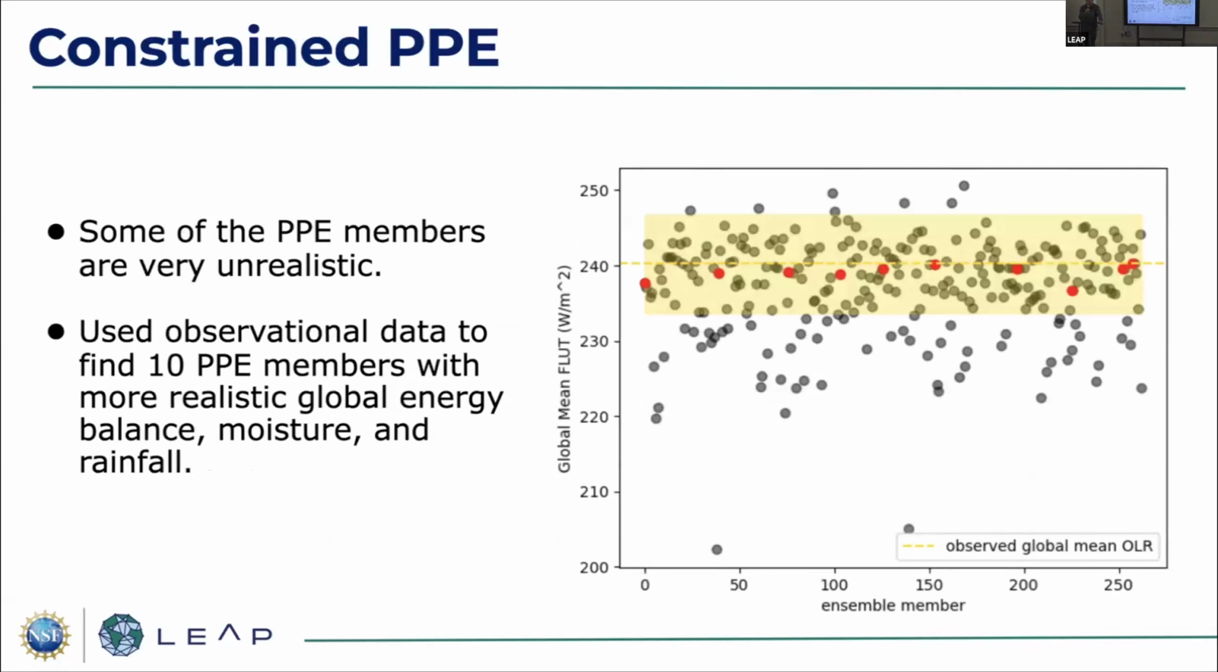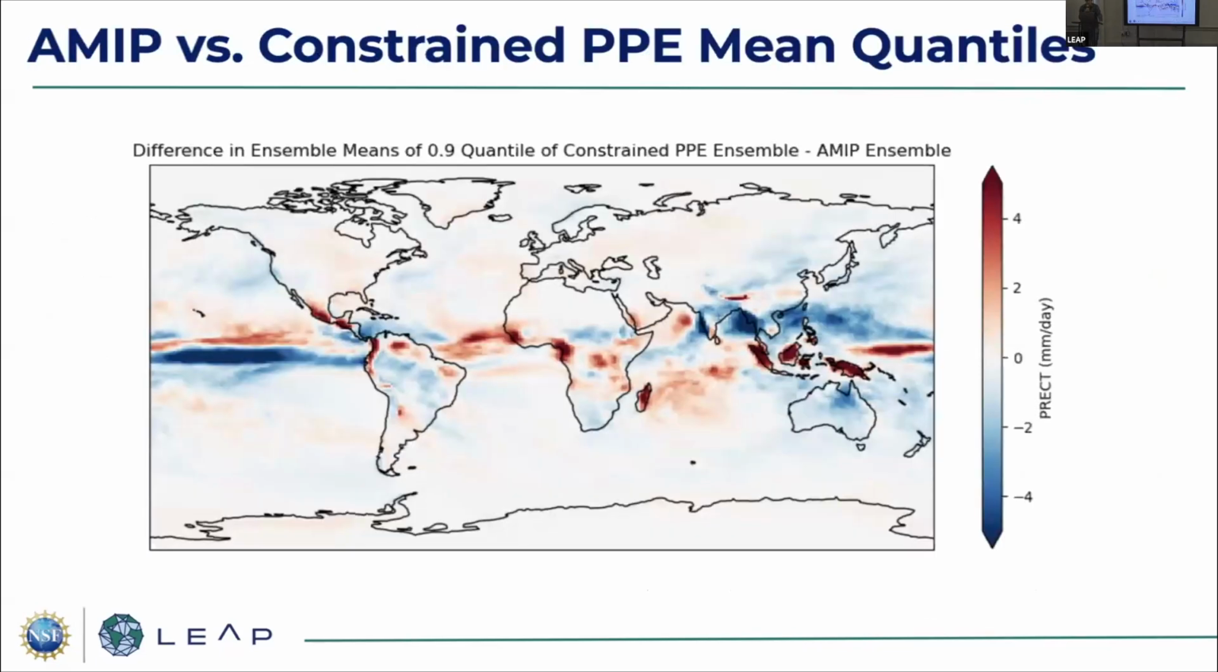Before we could do that, though, we had to first take a subsample of that PPE, because some of the PPE members are wildly unrealistic. They have really large outlier values. The climates they simulate just aren't realistic. So it would skew the comparison if we included them in our work. So we used observational data to find a 10-member subset of the PPE that had more realistic global climate outputs. And we used that 10-member subset to compare with the AMIP ensemble. We're calling that subset the constrained PPE.